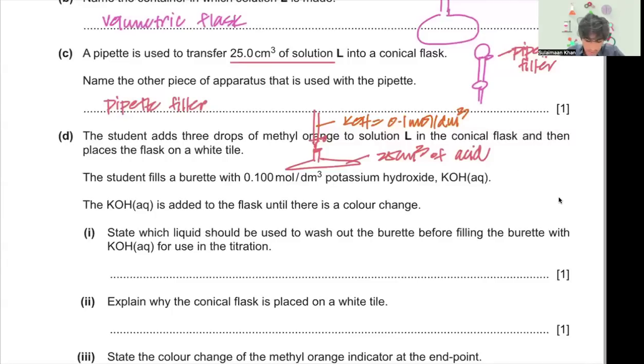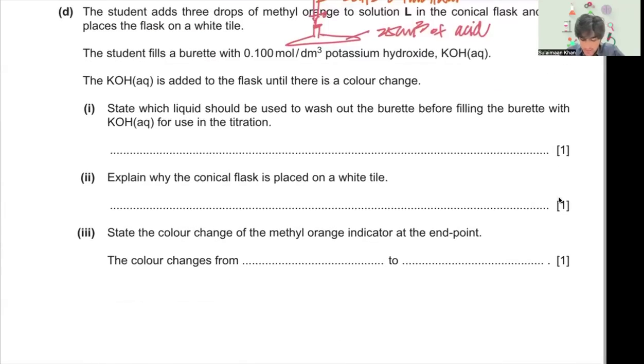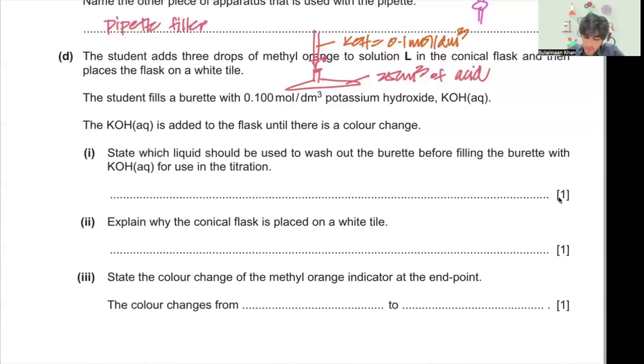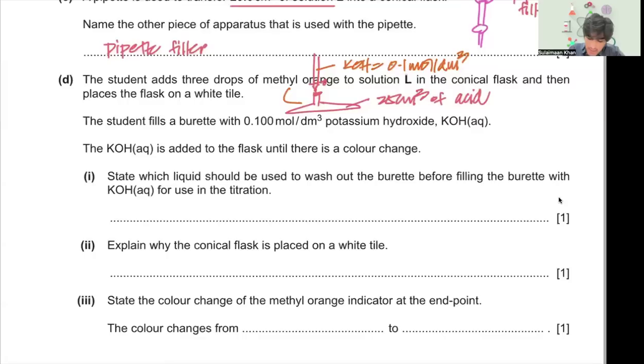Let's figure it out. The potassium hydroxide is added to the flask until there's no change. My question to you guys is, when he added methyl orange to the conical flask, always annotate for yourself, because it's an acid, what's going to be the color of the solution? It's going to be red, because methyl orange gives you a red color in an acidic solution, and it gives you a yellow color in an alkali. Done?